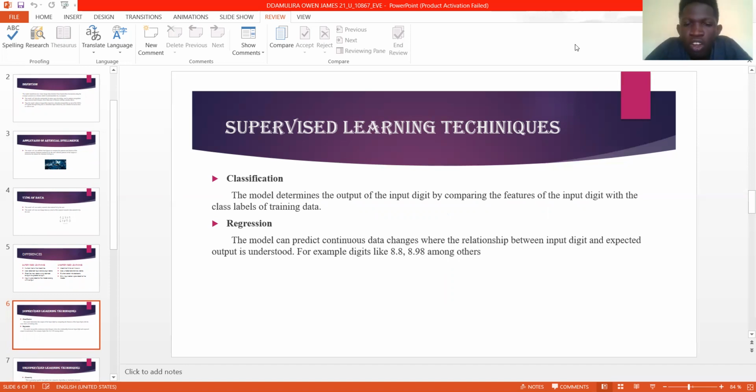In classification, the model determines the output of a digit by comparing the features of the input to the class labels of the training data. So, what do I mean by training data?